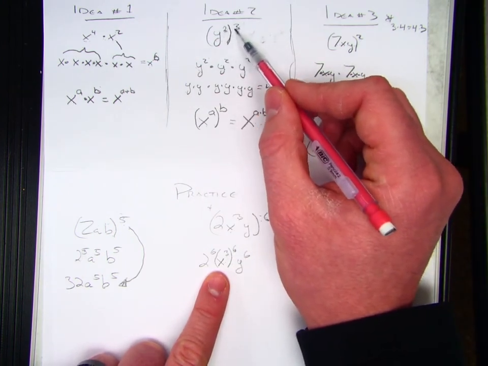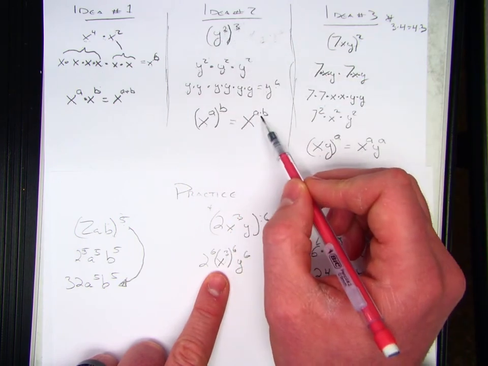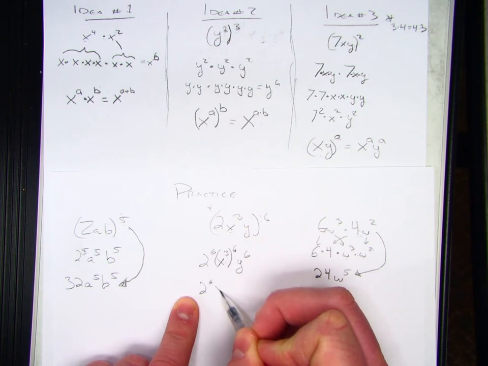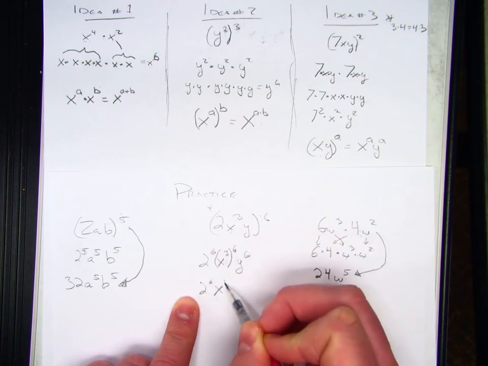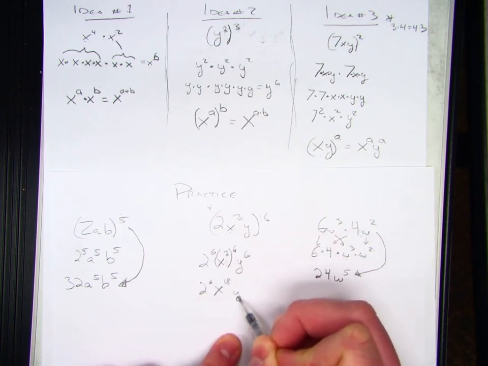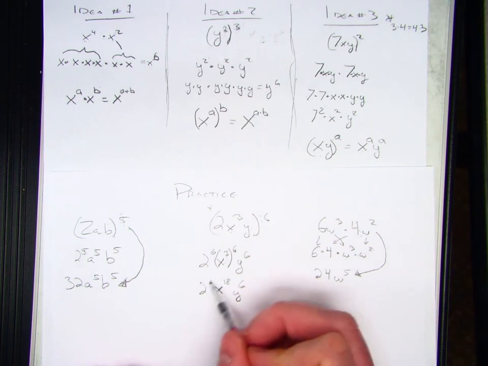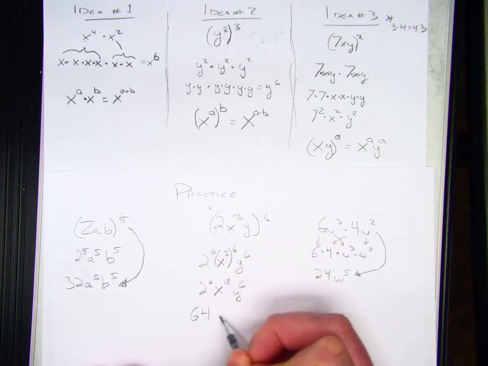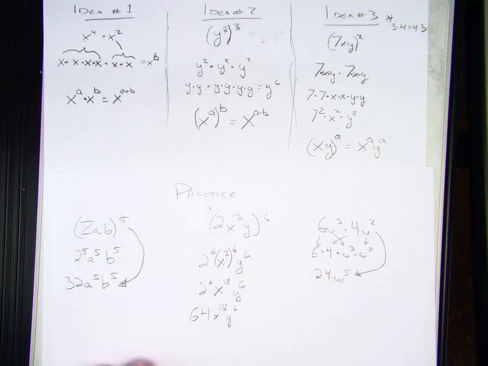So x raised to the 3rd power, then raised to the 6th, we learned earlier that I'm going to multiply those exponents. So I have 2 to the 6th, x to the, 3 times 6 is 18, and then I still have my y to the 6th. And if I want to multiply out 2 to the 6th, I believe that would be 64, x to the 18th, y to the 6th power.